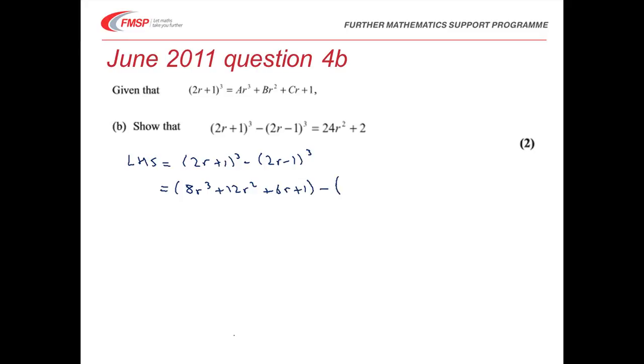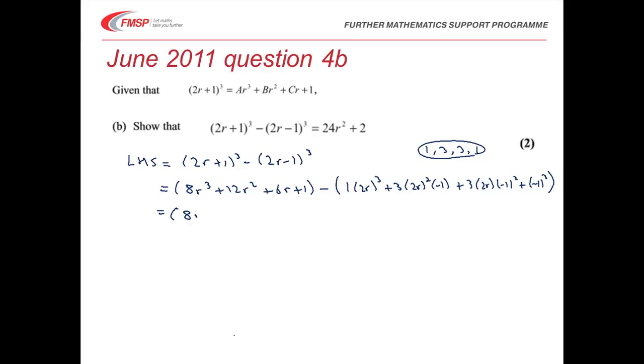and now I need to do an expansion of (2r - 1) cubed, again using the 1, 3, 3, 1 from Pascal's triangle. So it will be 1 lot of (2r) cubed, plus 3 lots of (2r) squared times the minus 1, plus 3 lots of 2r times (minus 1) squared, and then finally 1 lot of (minus 1) cubed.